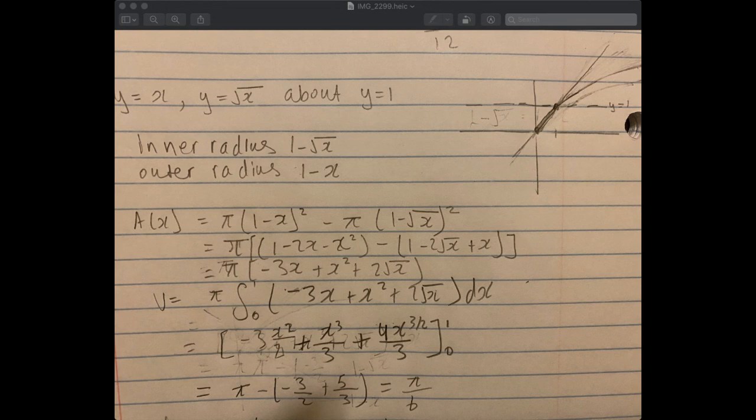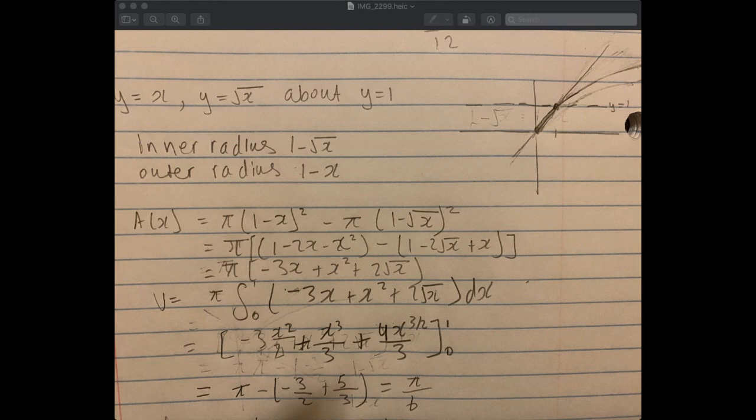Now you're gonna put the lower and the upper bound in. So when we put a 0 in, it's basically gonna be 0. So which is pi minus, and then you substitute 1 in, and you get negative 3 over 2 plus 5 over 3. And then when you further simplify, you get pi over 6.